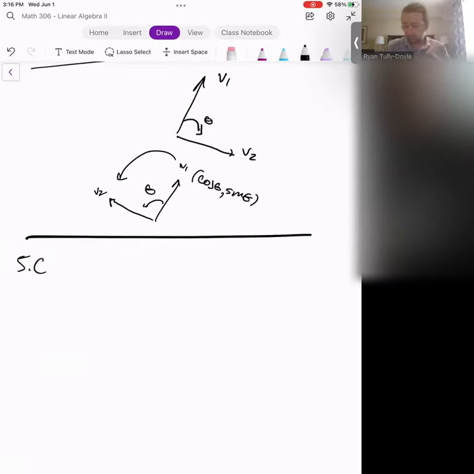So 5C number 10. Okay, so suppose V is finite dimensional and T is in L(V), and lambda 1 through lambda m are distinct non-zero eigenvalues of T. Prove the dimensions of the eigenspaces add up to less than or equal to the dimension of the range of T.